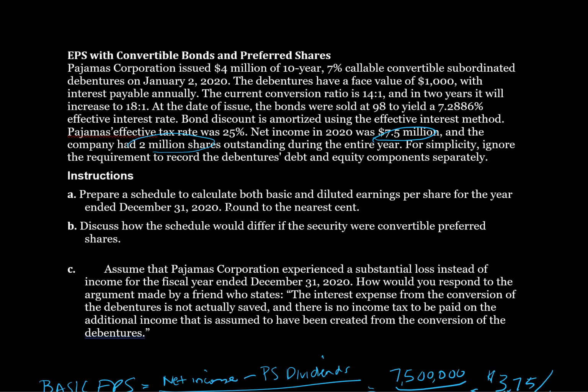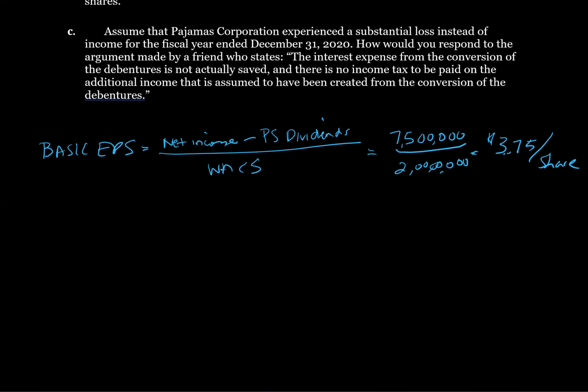So we're told that the bonds were sold at 98, and the debentures have a face value of $1,000. It says Pajamas issued 4 million, 10-year, 7% callable bonds. They have a face value of $1,000, with interest payable annually. At the date of issue, the bonds were sold at 98 to yield this effective interest rate. Okay, so let's start with that.